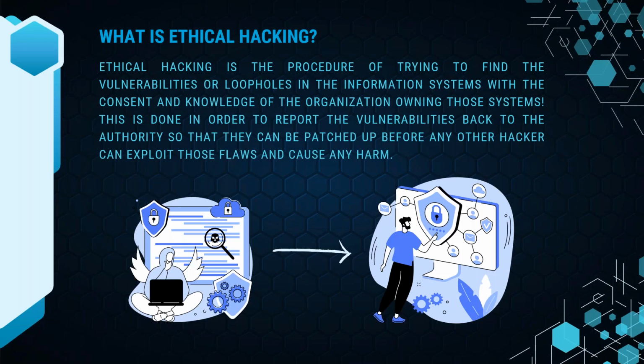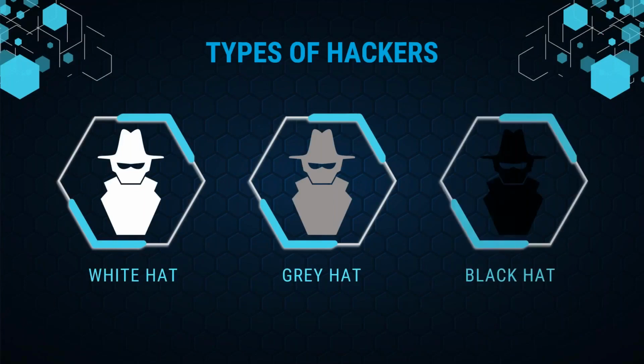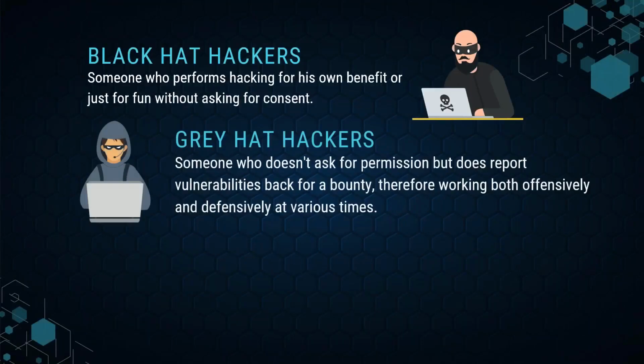Based on these two definitions of hacking and ethical hacking, we can categorize the types of hackers as well. There's a white hat hacker, a gray hat hacker, and a black hat hacker. All of them are professional hackers; the only difference is what they're doing internally, or how they're helping or harming the organization. Black hat hackers perform hacking for their own benefit and just for fun, without asking for consent. These people are also commonly known as cyber criminals.